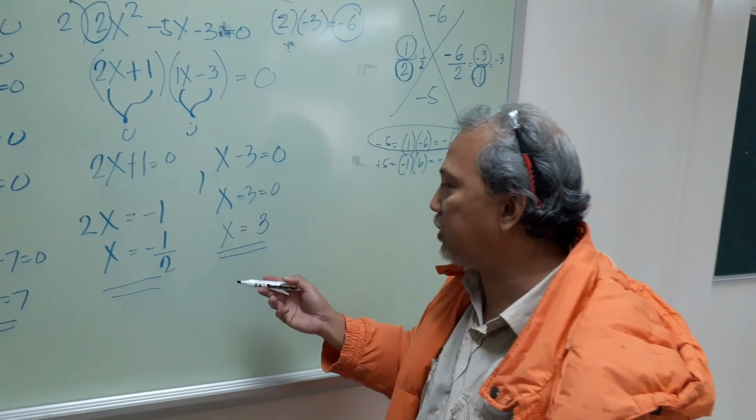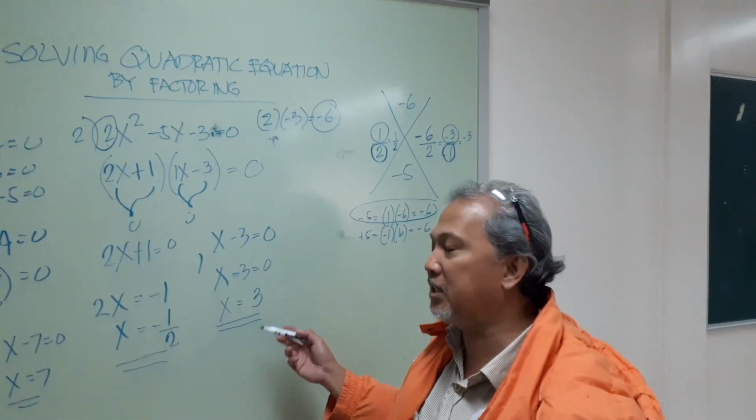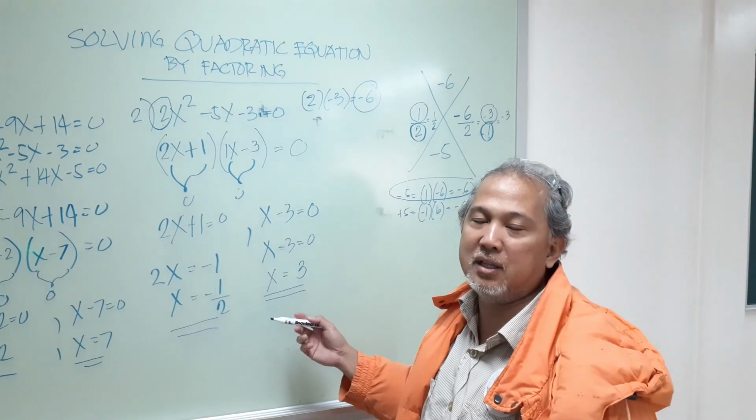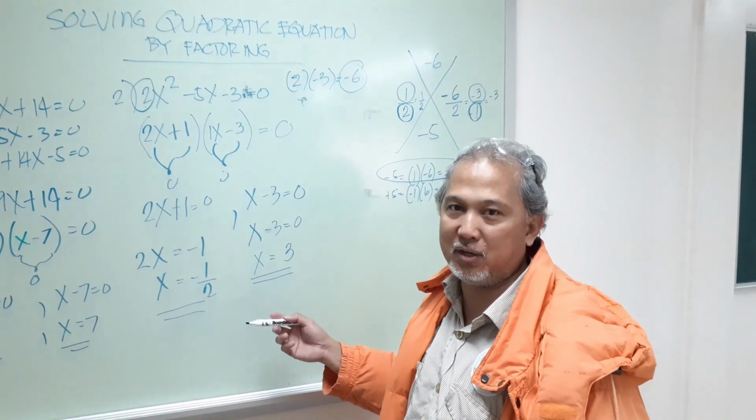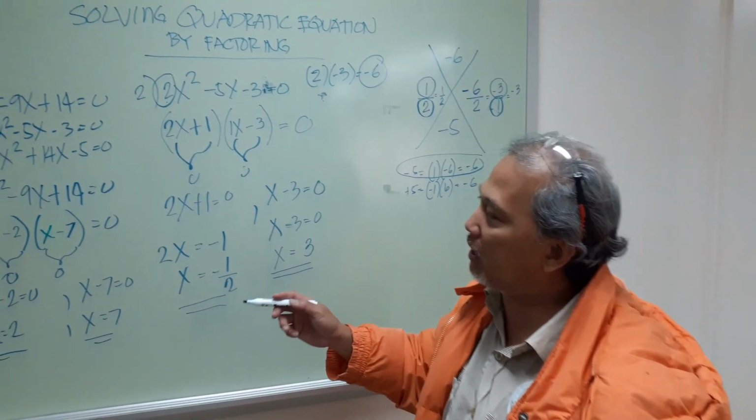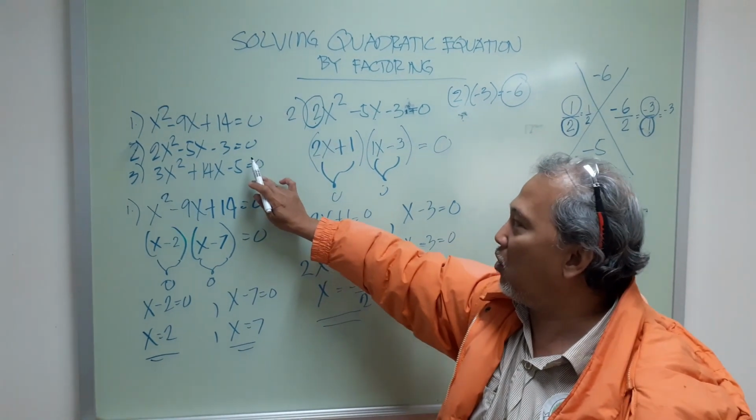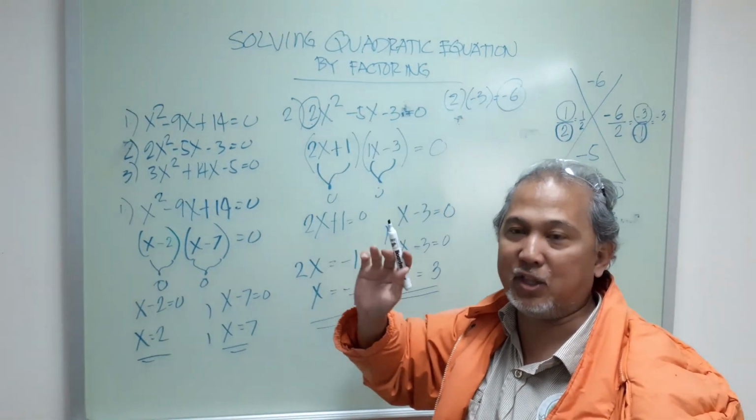So now, which is easier to use? The magic X method or the trial and error method? Now, let's go for number 3 equation. We'll use the magic X method.